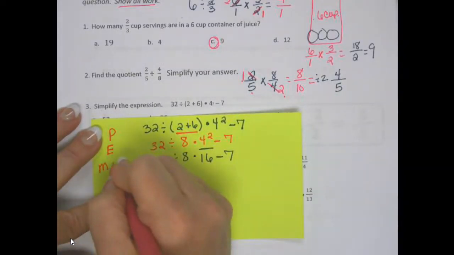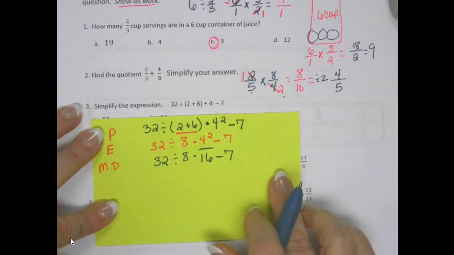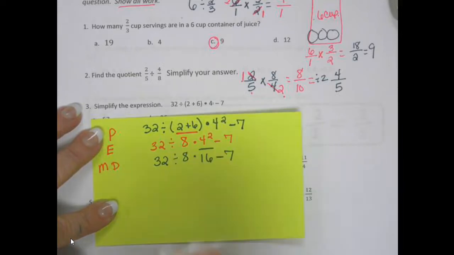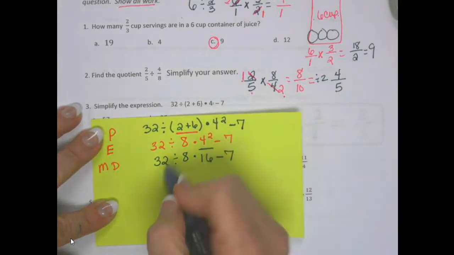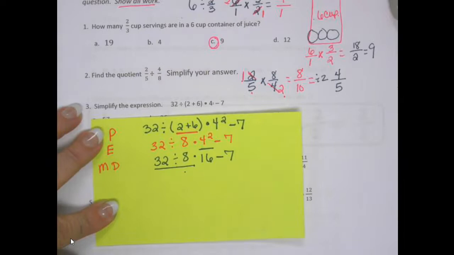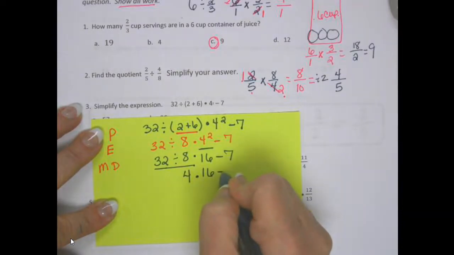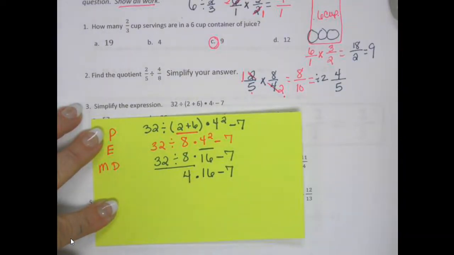Now do multiply or divide. We read it from left to right, so let's start reading it from left to right. And as soon as we get to a multiplication or division problem, that's the one we solve. 32 divided by 8. That is a problem. 32 divided by 8 is 4. I was giving y'all the answer. 4. 16 minus 7 comes straight down.